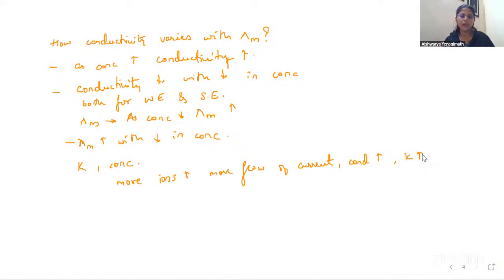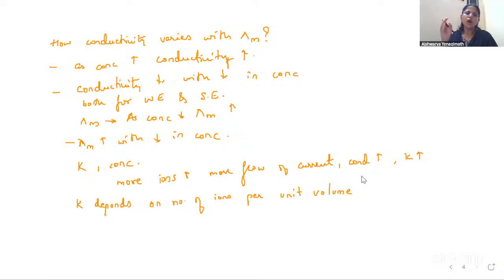It is dependent on the number of ions per unit volume. Conductivity depends on the number of ions per unit volume. How many ions are there in a particular volume? How many ions are there which will carry current? Getting my point? So on this particular point, the conductivity depends.